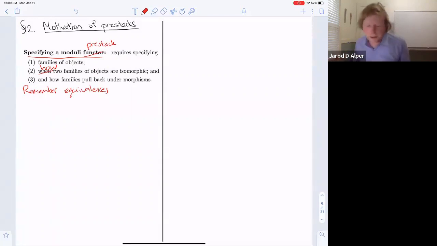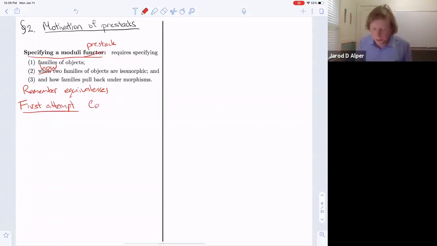And so, yeah, let's give a first attempt at trying to define a prestack. Maybe the most natural thing to do is just to consider maps or assignments from the category of schemes to groupoids rather than to sets. Let's call this map F.